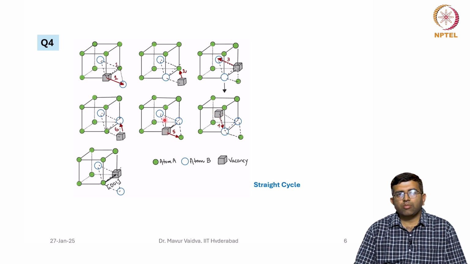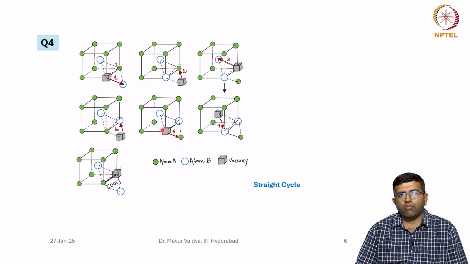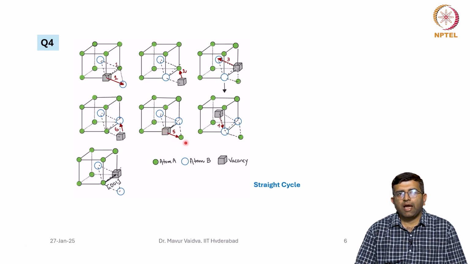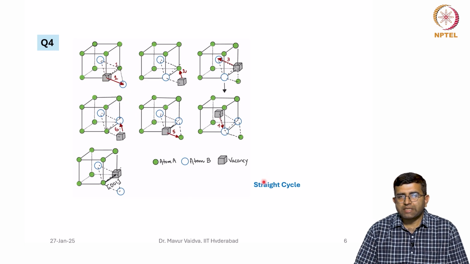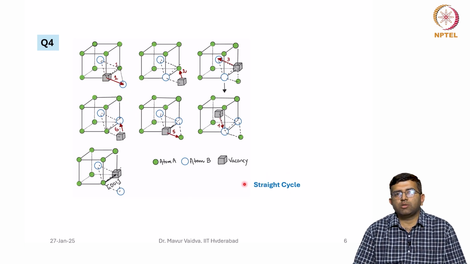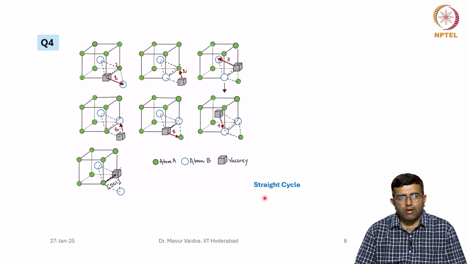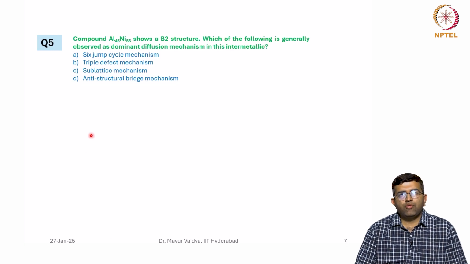In the fifth jump, again the vacancy moves to this A atom, and the A atom is restored back onto its lattice, and in the final step, the vacancy exchanges position with this particular B atom here. So, afterwards, the net displacement has come in this particular direction. If you can observe, this is pretty much straight. So, this is also known as a straight cycle, whereas the previous sequence of jumps is referred to as a bent cycle.